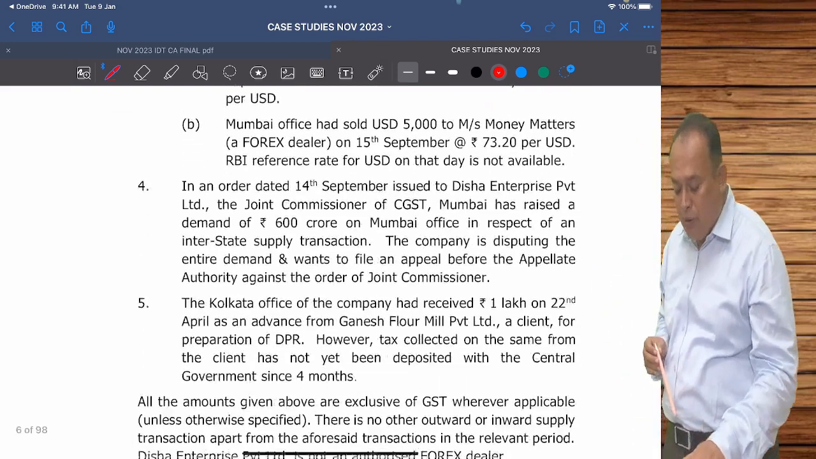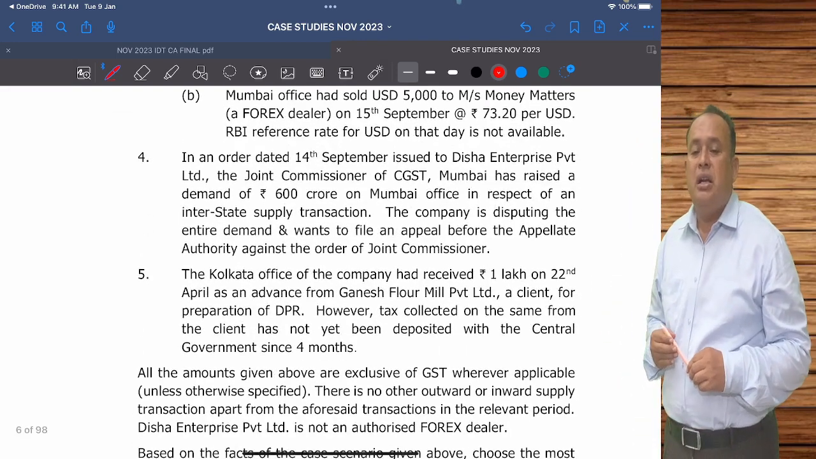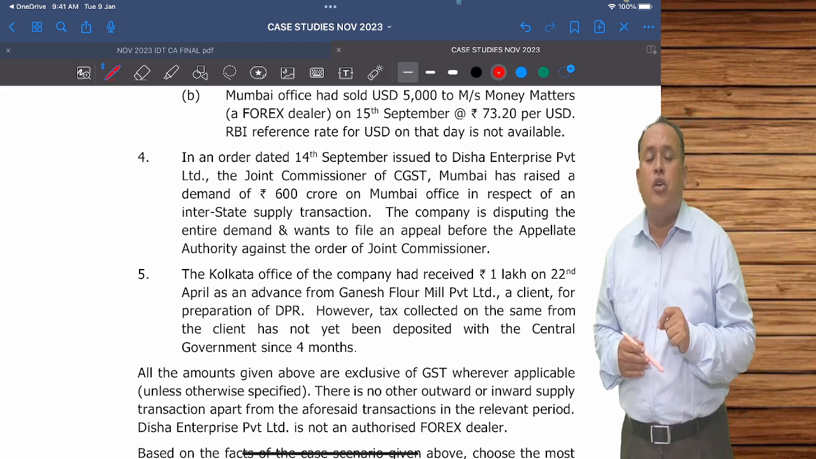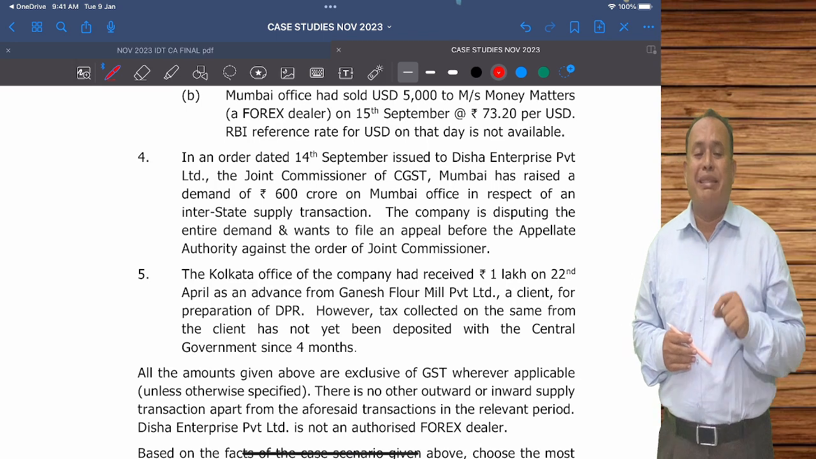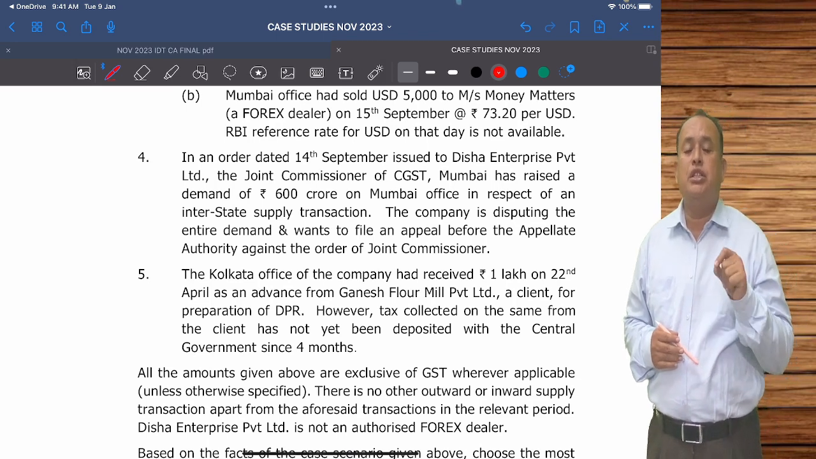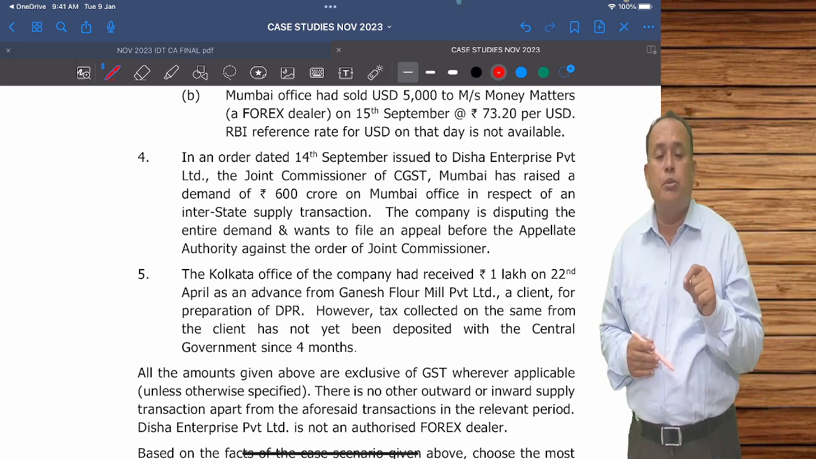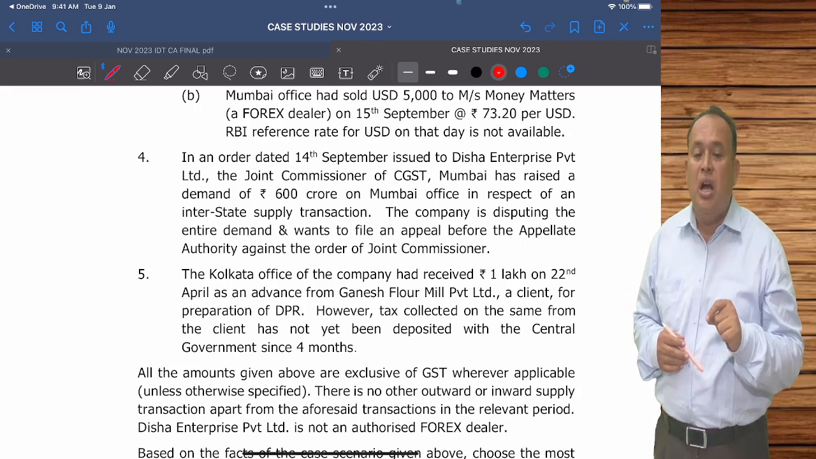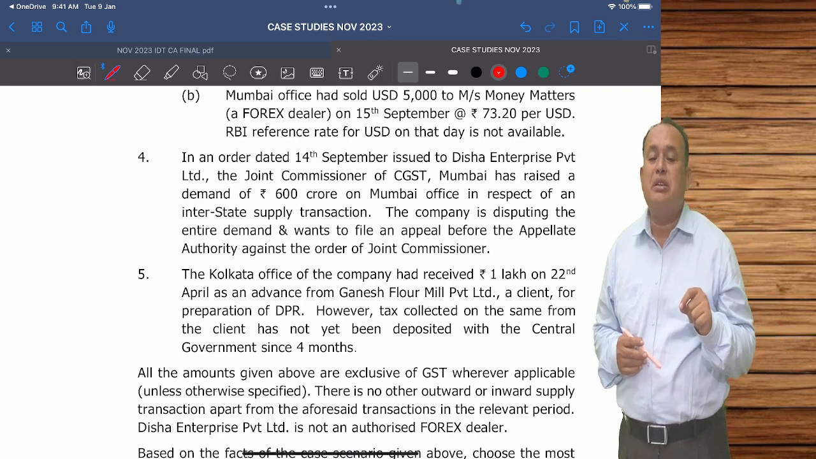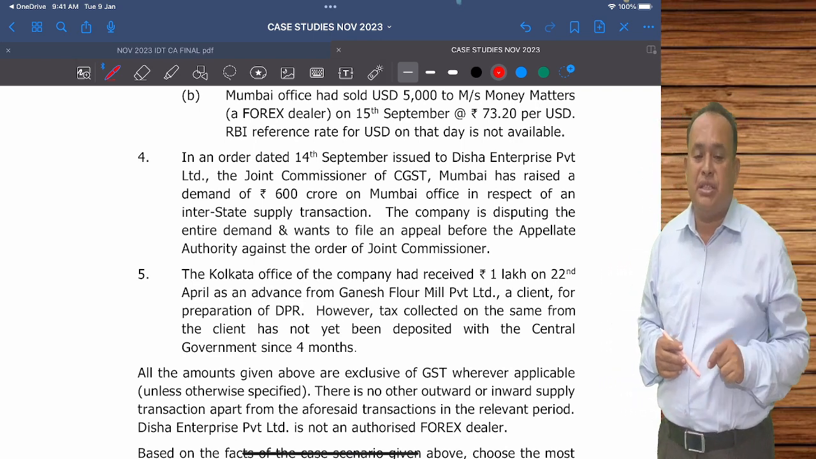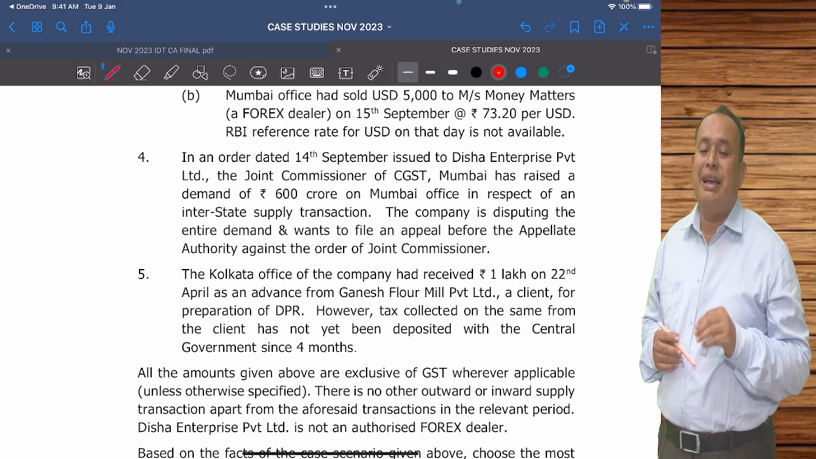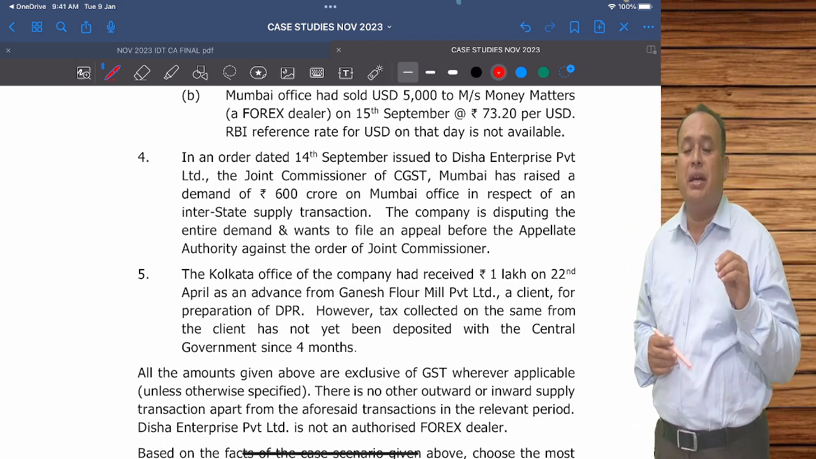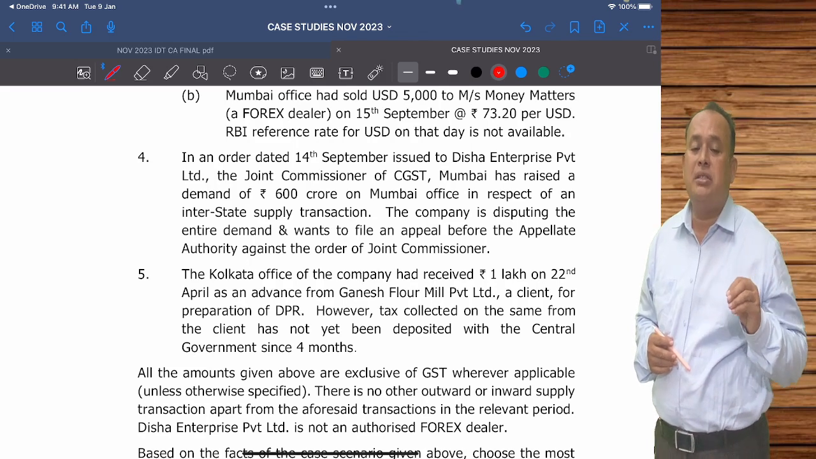Further, point number 4. In an order dated 14 September issued to Kishore Enterprises Private Limited, the Joint Commissioner of CGST Mumbai has raised a demand of rupees 600 crore on Mumbai office in respect of an interstate supply transaction. The company is disputing the entire amount of demand and wants to file an appeal before the appellate authority against the order of the Joint Commissioner.